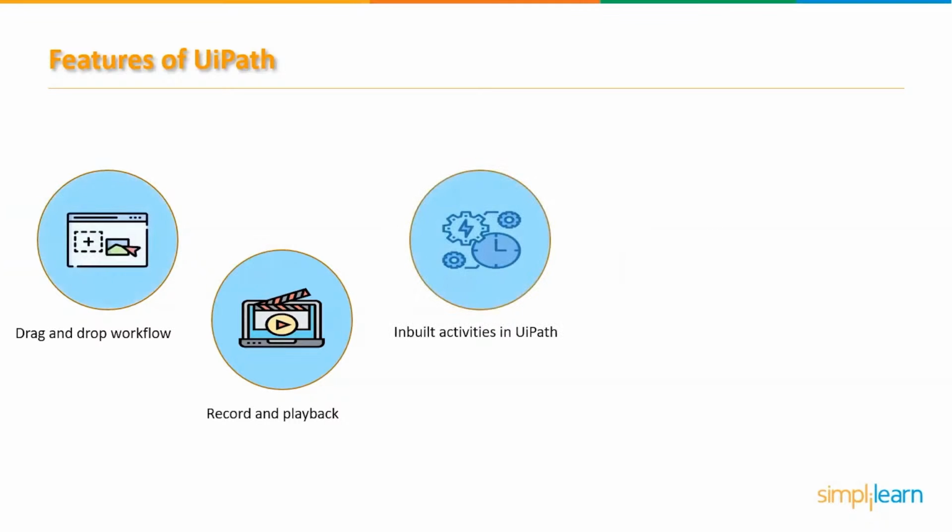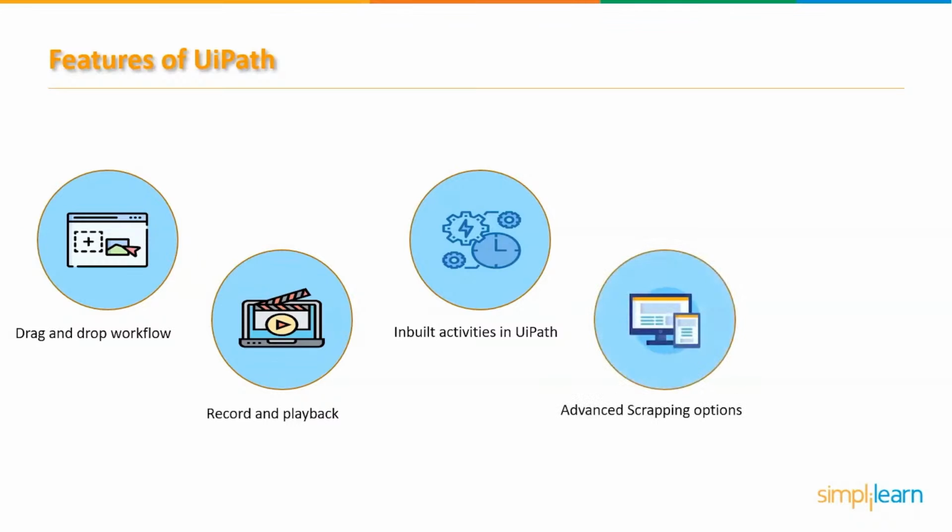Next we have inbuilt activities in UiPath. UiPath comes with over 300 built-in activities covering a wide range of process automation and application integration design tasks. These activities are found in the Activities pane, which covers most design tasks such as data extraction, data entry, and automation. Next we have advanced scraping options.